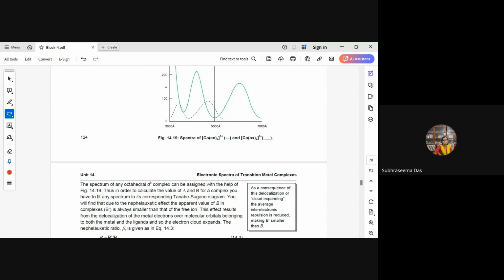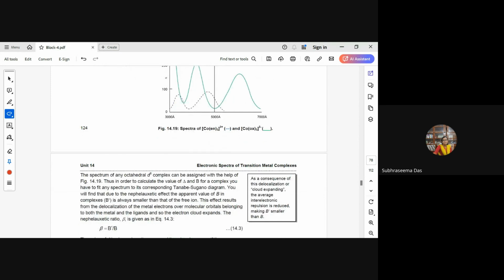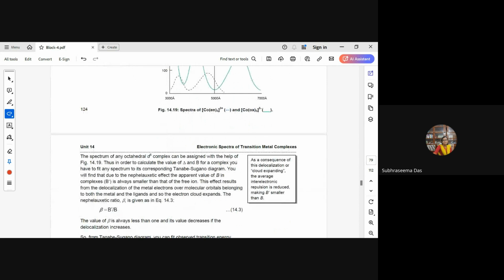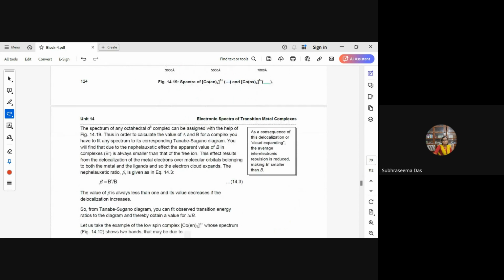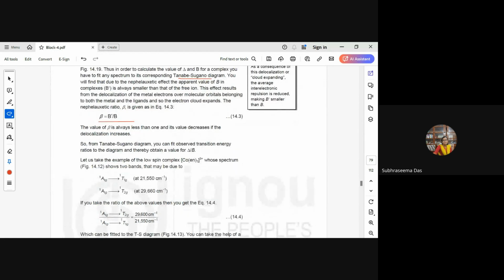Now, in figure 14.19, the spectrum for [Co(en)3]3+ and [Co(oxalato)3]3- has been shown. To calculate delta and B, the Racah parameter, we have to fit this spectrum into its Tanabe-Sugano diagram. Then after this we have to find the nephelauxetic effect ratio, that is beta equal to B' by B, and from the Tanabe-Sugano diagram we can find the value of delta by B, and then we can calculate the energy.